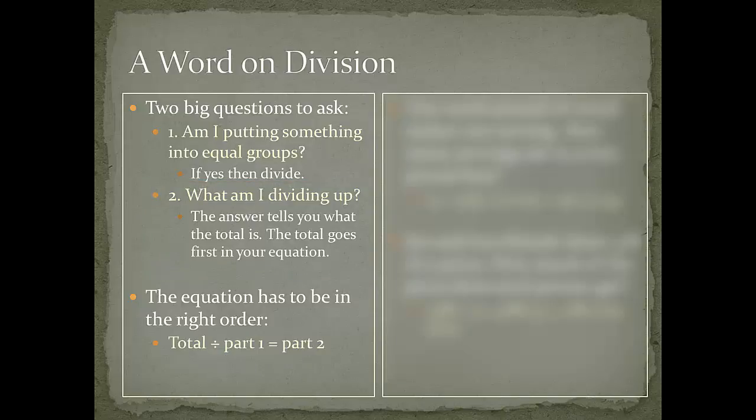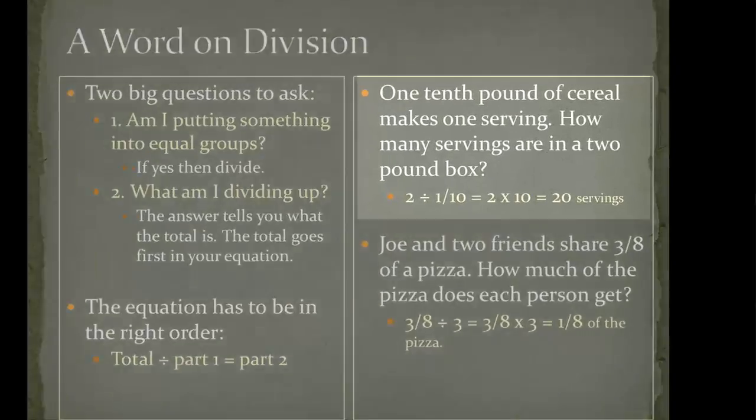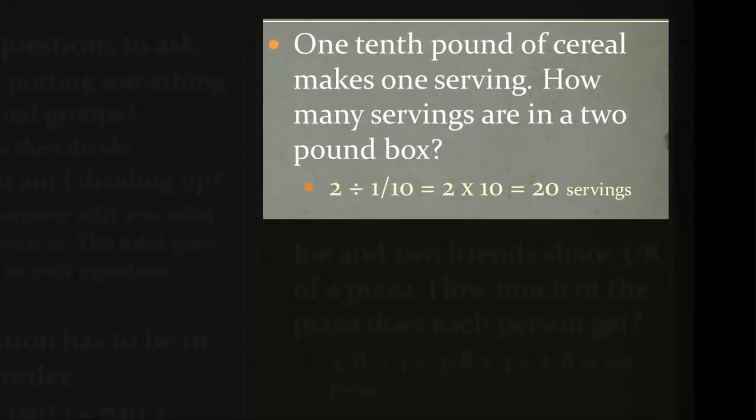And that's important because, again, when you're writing out the equation, the total always goes first in your equation. So I've written it down here. Remember that the equation has to be in the right order. So the total is going to come first. You're going to divide that by part 1, and that will give you part 2. Or the total divided by one of the parts will give you the other part. Let's look at two examples to give you an idea of how this works.